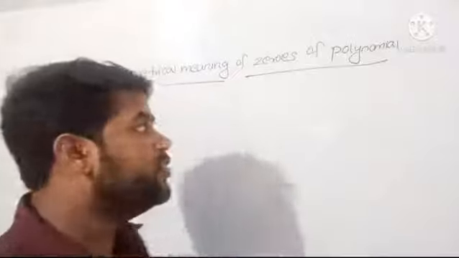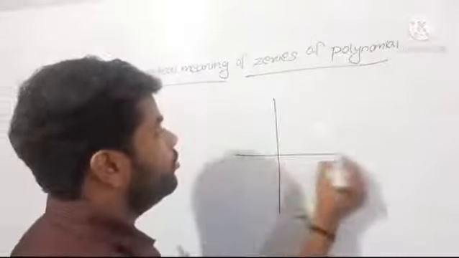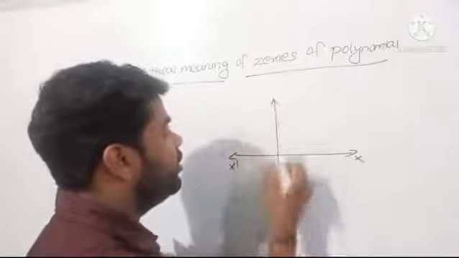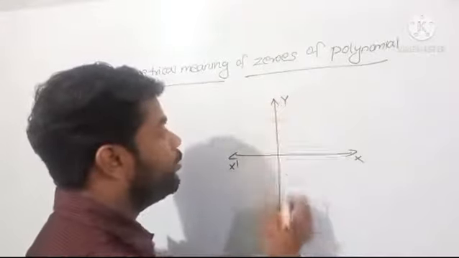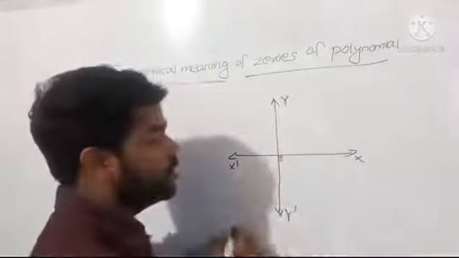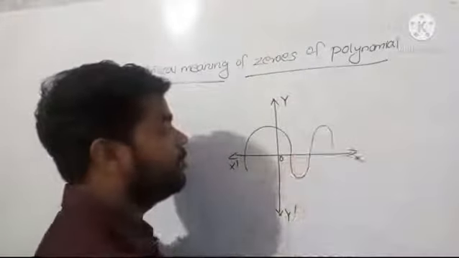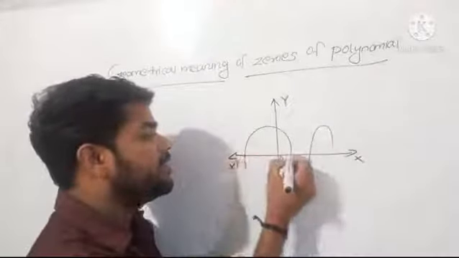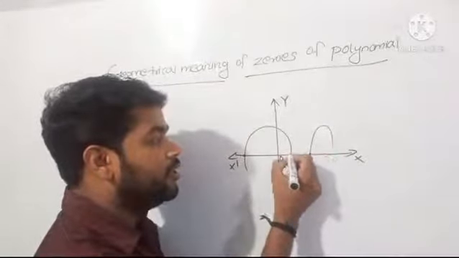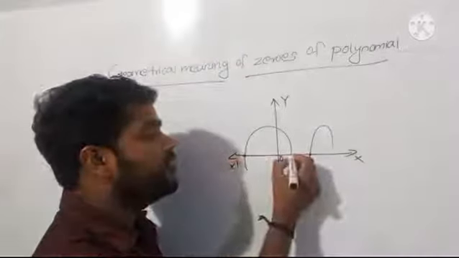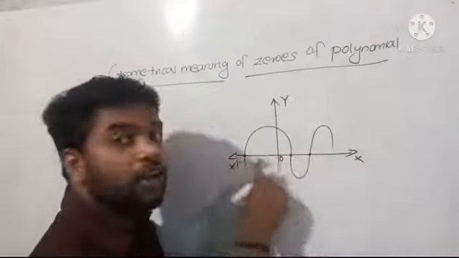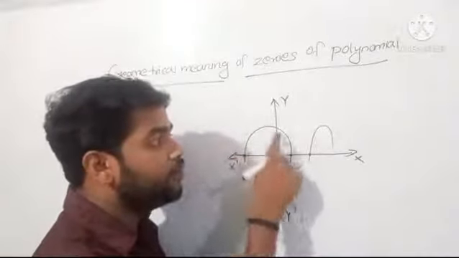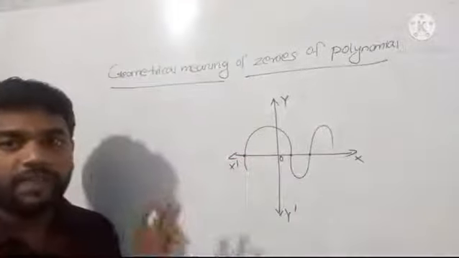So suppose one graph is here. This is the x-axis, x dash, and the vertical axis y dash, intersecting at the point origin. Suppose this is one graph. In this graph, how many points intersect on the x-axis? There are 3 intersecting points at the x-axis. So that many are the zeros of this polynomial from this graph.